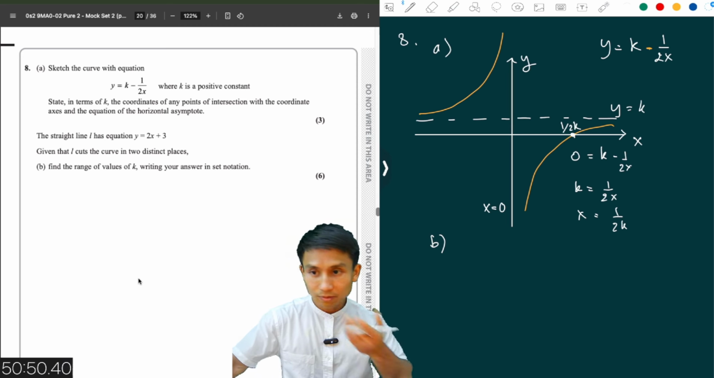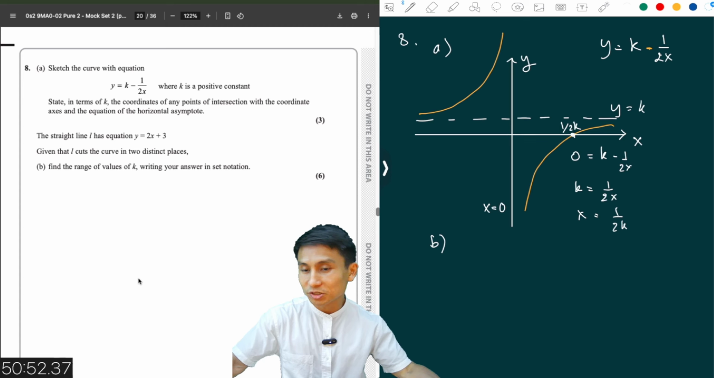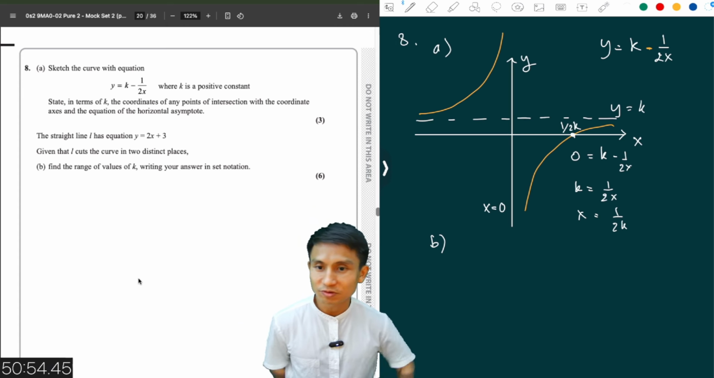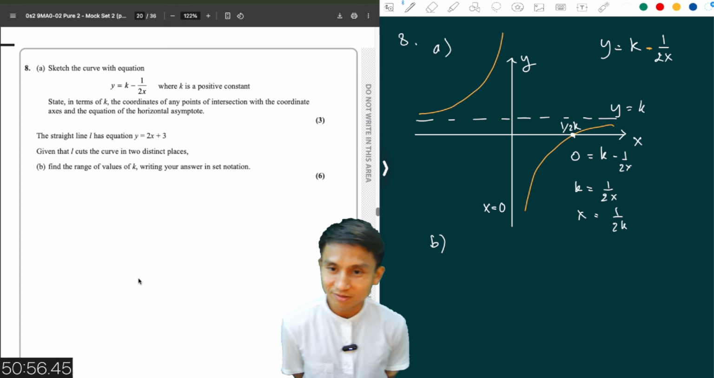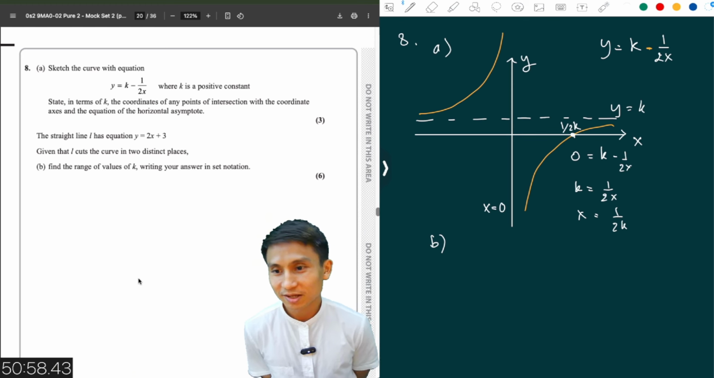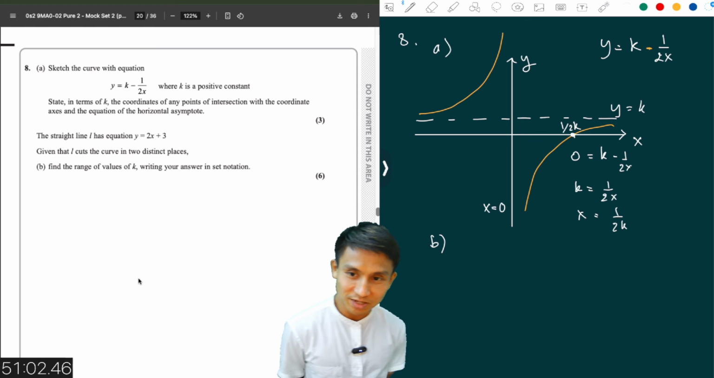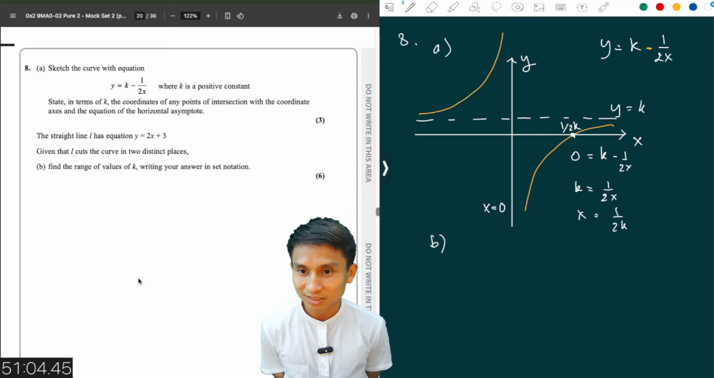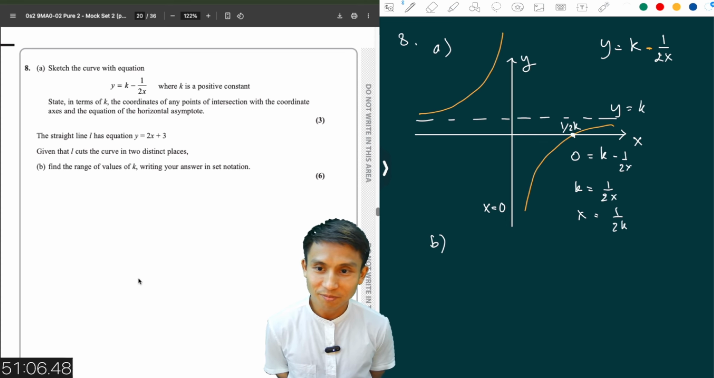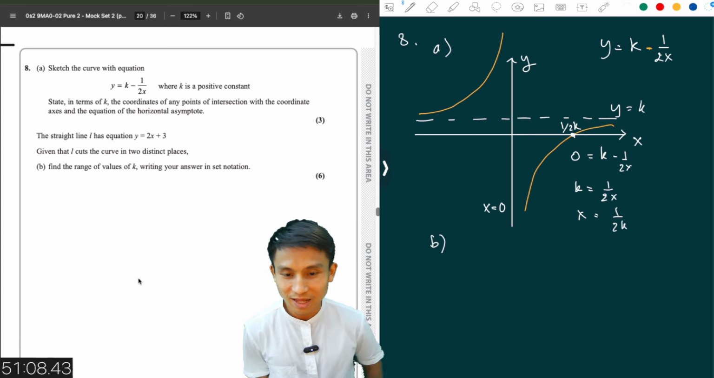Part B. Straight line L has equation that, given that L cuts the curve at 2 distinct places. I mean, they could have just used points. B, find the range of values of k, writing your answer in set notation again. Okay, so this is a straight line, and it's a positive gradient straight line, and the y-intercept is 3. Let's say about that.